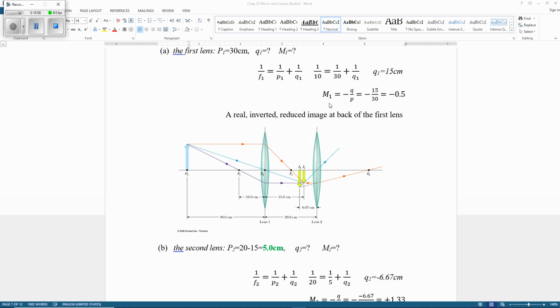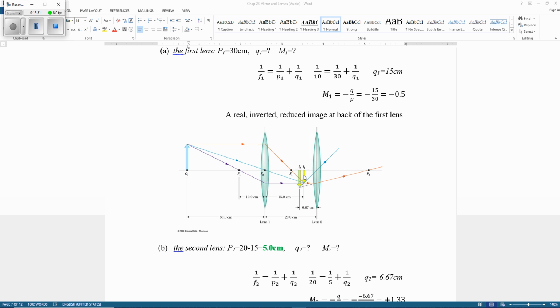Then we can find the magnification. M1 equals negative Q over P, 15 over 30, which gives you negative 0.5. So the first image is going to be real because Q1 is positive, reduced and inverted. Okay, so that's the first image.